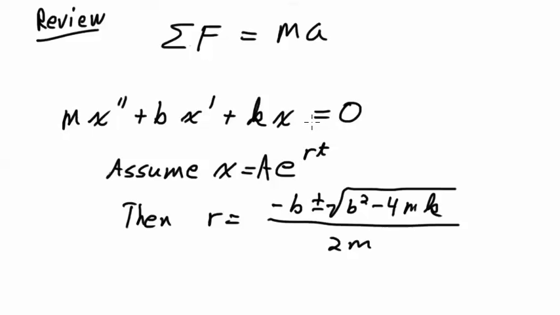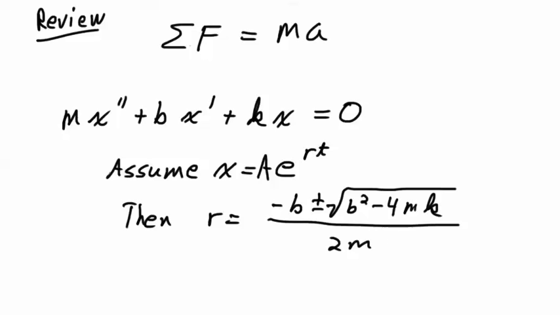And when we solve these differential equations, we just happen to know that a form of the solution that works is x equals a e to the rt. And when you plug that in, you see that things cancel, and we're actually able to solve for r. And r is negative b plus or minus the square root of b squared minus 4mk, over 2m, which is similar in essence to the quadratic formula.